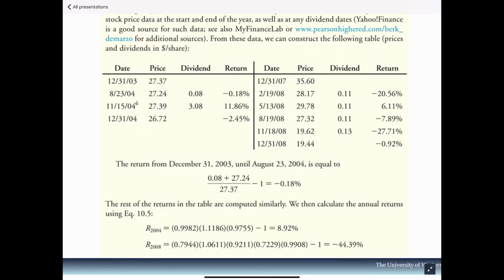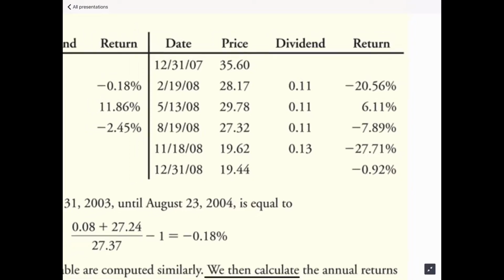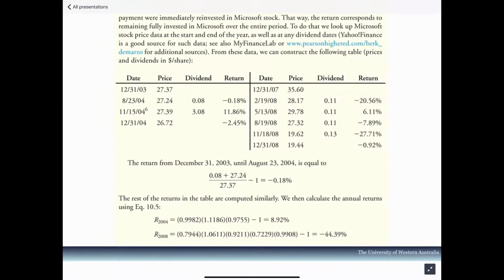44.39%. I think this is the actual figure. You will go, geez, what happened in 2008? Well, probably you can tell me what happened in 2008. In particular, in the fourth quarter, the share price went down by 27.71%, right? Probably you can tell me what happened that year. Hint, global financial crisis, right?